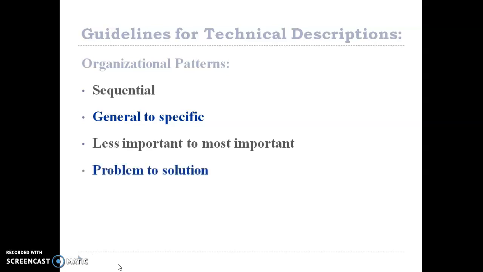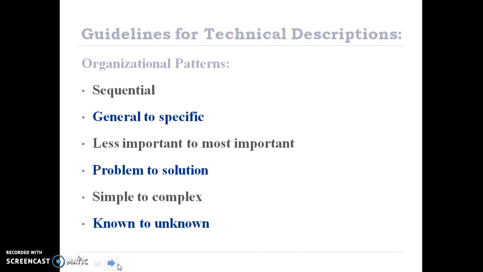All right, then you can start with problem to solution. If you're discussing a solution for a certain problem, first discuss the problem and then move on to the solution. Simple to complex. For example, if you're learning mathematics, you start with addition, you don't start with division, right? So that is a pattern. You start with simple, and you move on to the very complex things. Then known to unknown. So these are the different organizational patterns that you can use for technical descriptions.